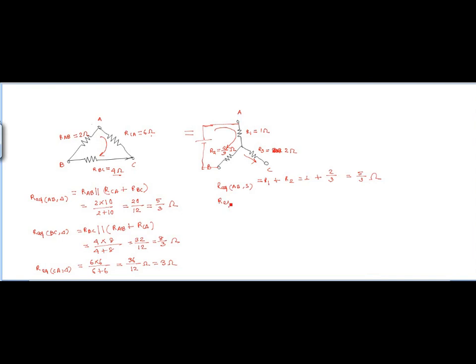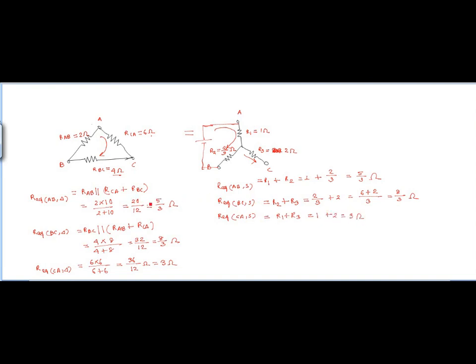Similarly, R equivalent between terminal B and C in star network is R2 plus R3. Now R2 is 2 by 3 ohm plus 2 ohm, equal to 2 plus 6 equals 8 divided by 3 ohm. Similarly, R equivalent between terminal C and A in star network is equal to R1 plus R3. R1 is 1 ohm, R3 is 2 ohm, equal to 3 ohm.